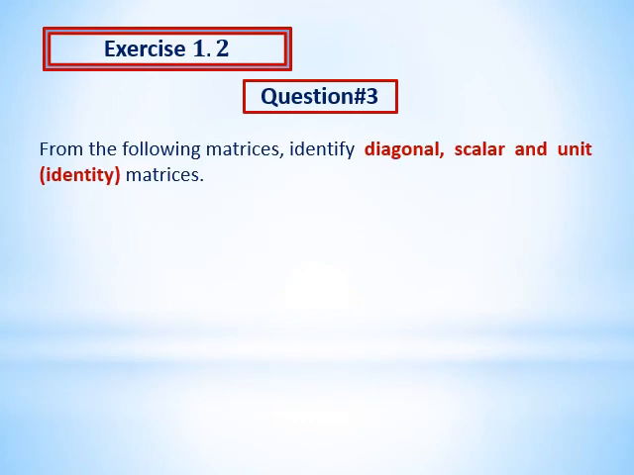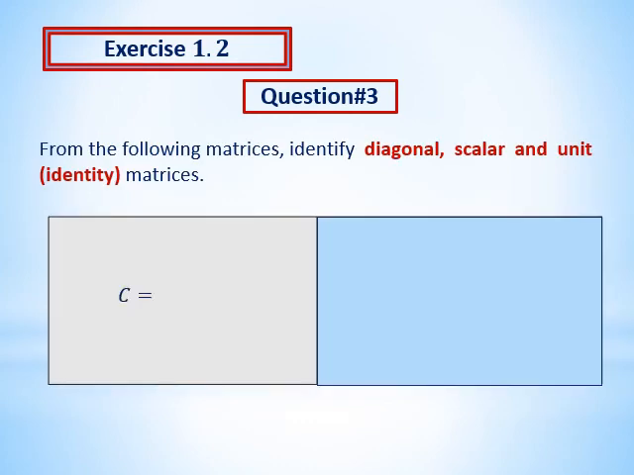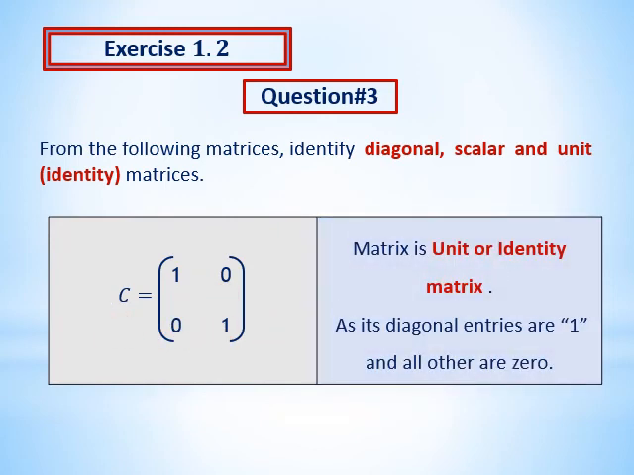Next, question number 3. Again, identify. Look at this matrix C. Its diagonal entries are 1 and non-diagonal entries are 0. So diagonal entries are 1 and 1, equal to each other, also equal to 1. And non-diagonal entries are 0. So matrix C is a unit or identity matrix, as its diagonal entries are 1 and all others are 0.